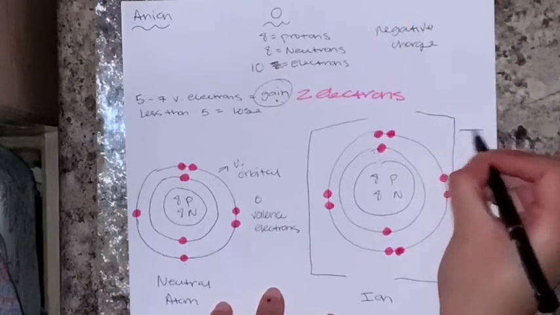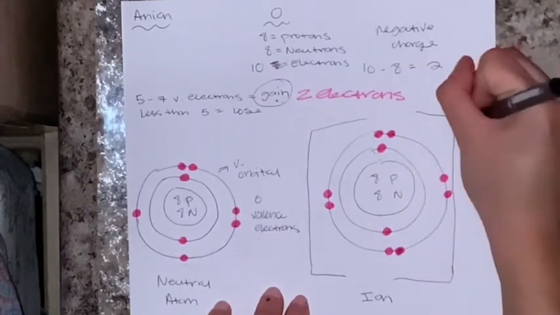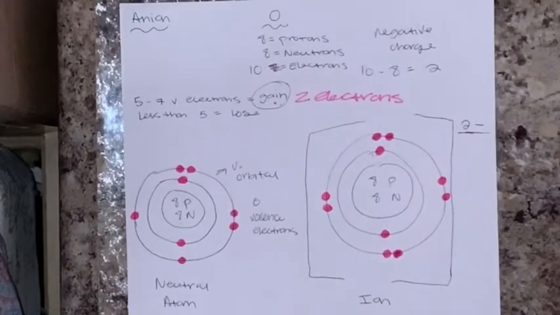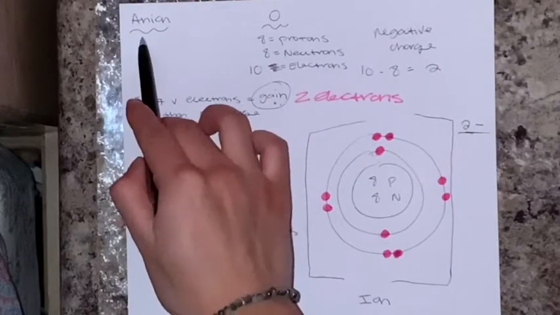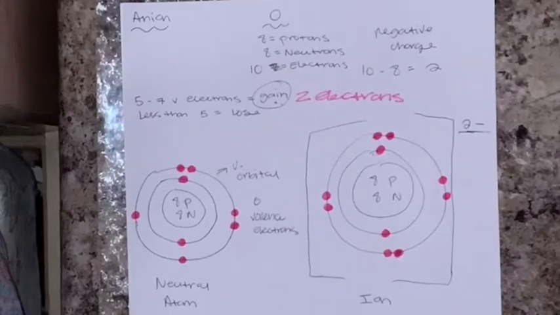And so since we gained 2 electrons, we have a negative charge of 2. And we're going to write that on the outside of the brackets in the right corner. And so this is an anion of oxygen. So now we're going to be looking at ionic compounds.